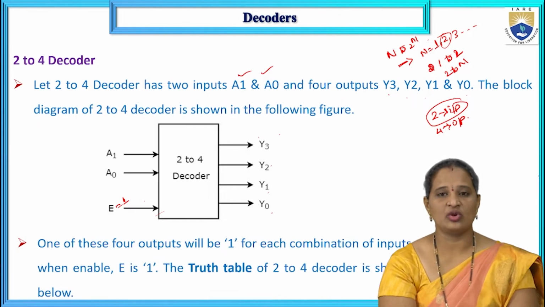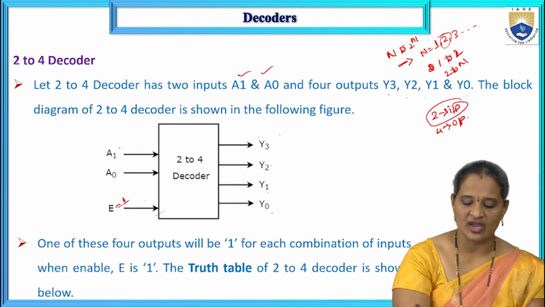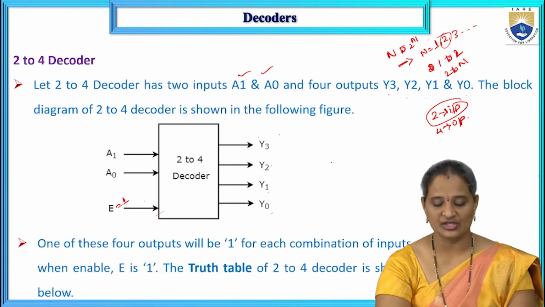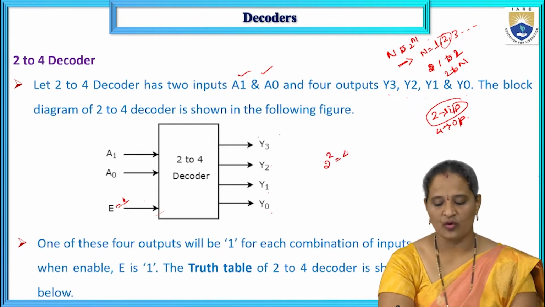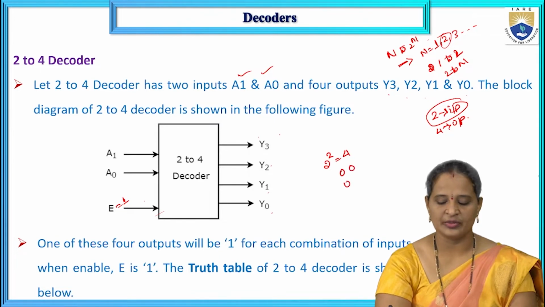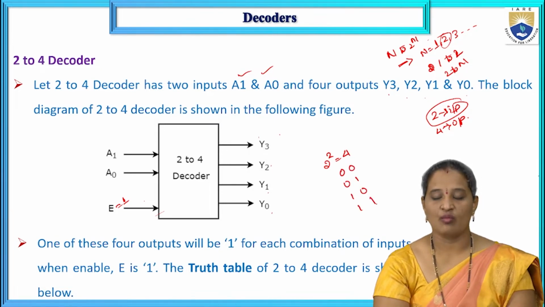And this happens only when enable input is equal to 1. Now based on this, we can have the truth table for this one. As we have two inputs, what are the possible combinations we can have? 2 power 2, 4. What are the four combinations? 0 0, 0 1, 1 0, 1 1. So this is A1, A0.